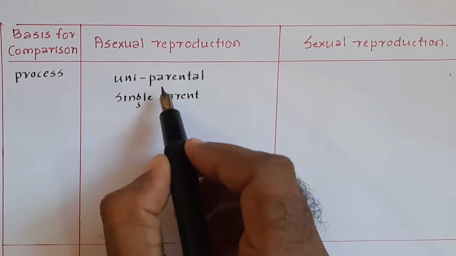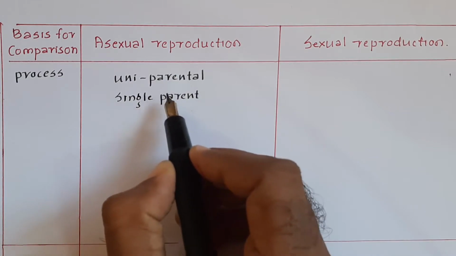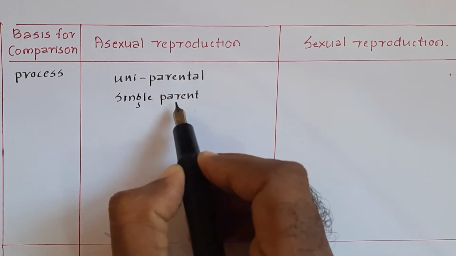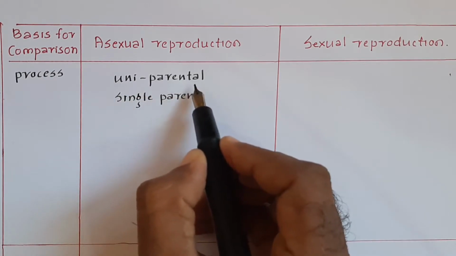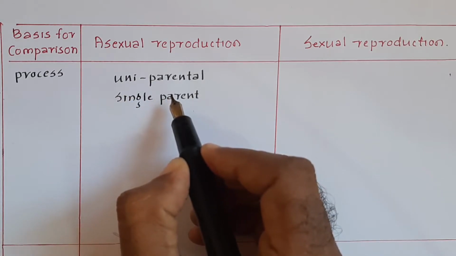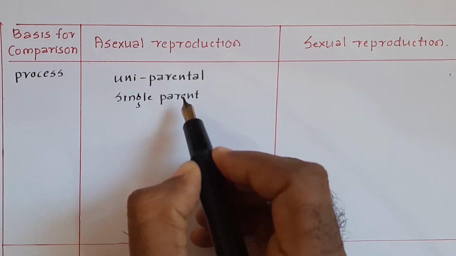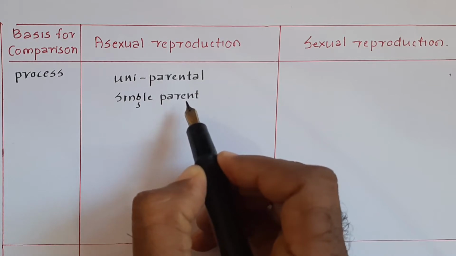Asexual reproduction is a uniparental process where single parent is sufficient to produce a new offspring. It is uniparental in the sense single parent is involved in asexual reproduction. This single parent is sufficient to produce a new offsprings.